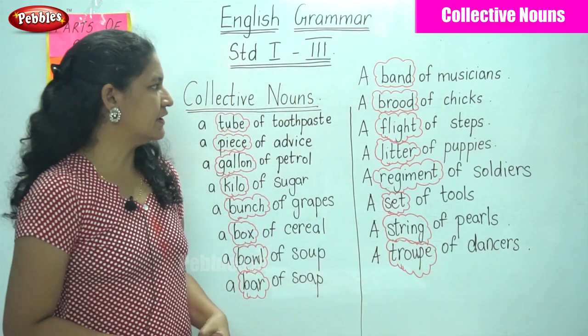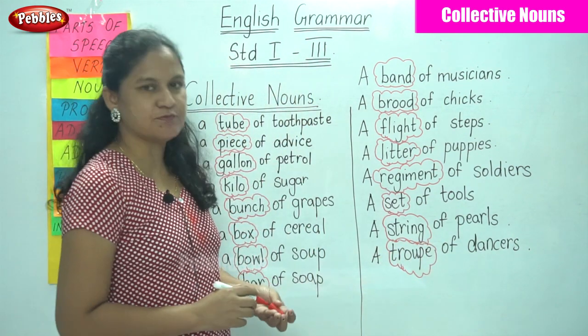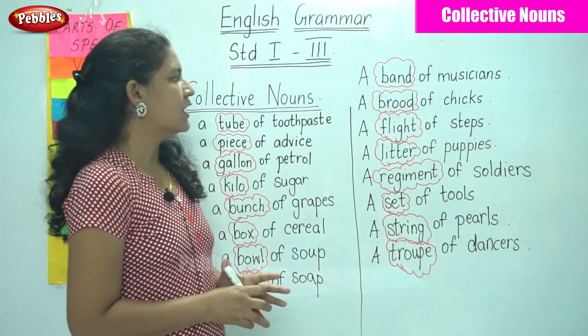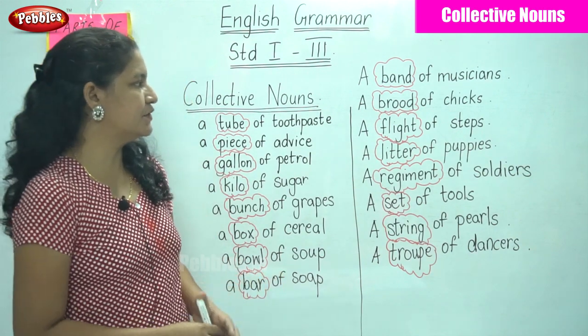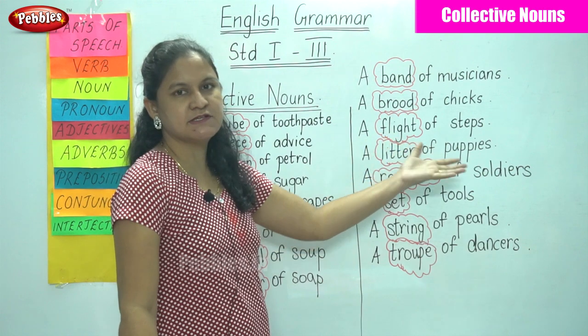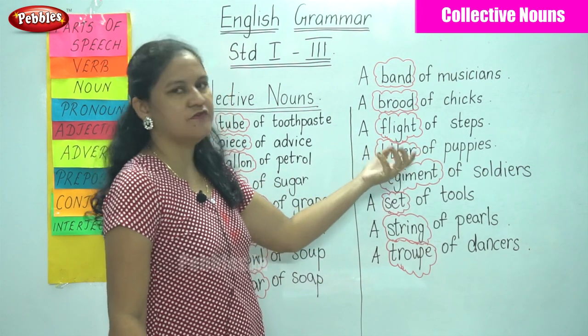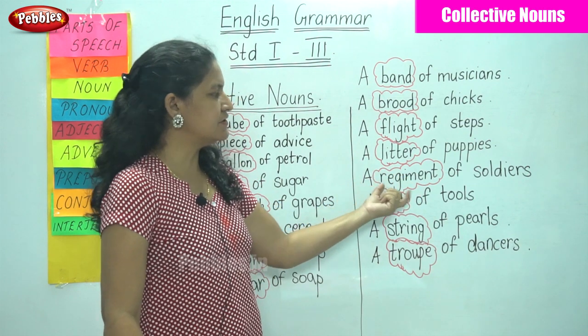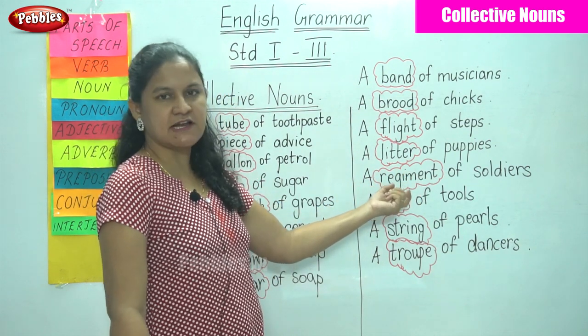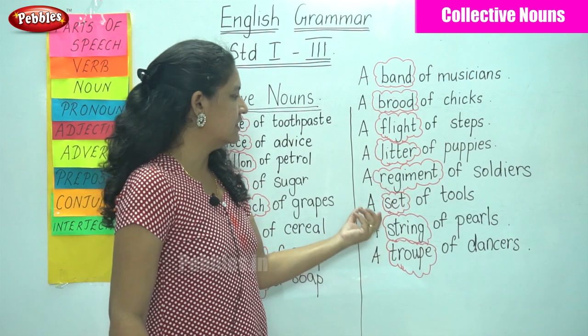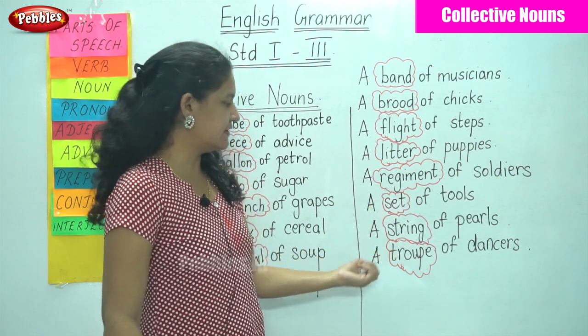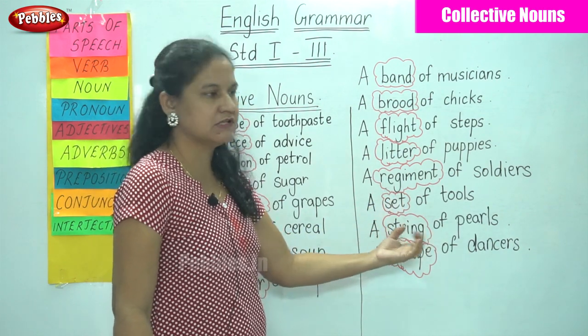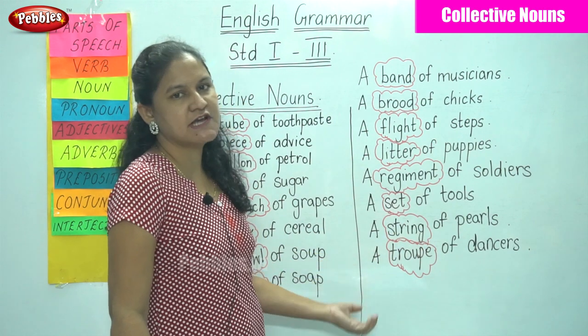So the following, a band of musicians. So band is a collective noun. A brood of chicks, again brood. A flight of steps, flight. A litter of puppies, so the litter. A regiment of soldiers. Regiment is a collective noun for soldiers. A set of tools, set. A string of pearls. A troop of dancers.